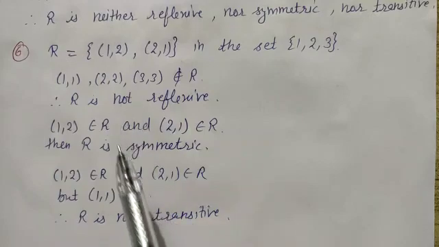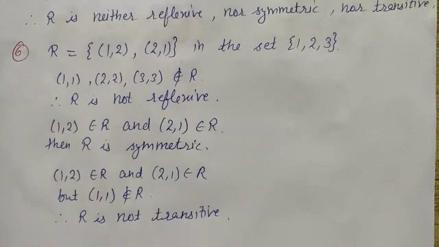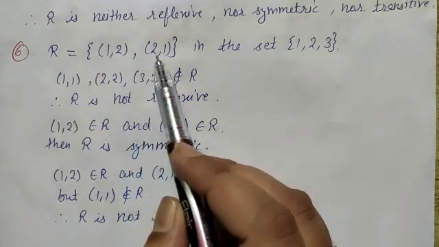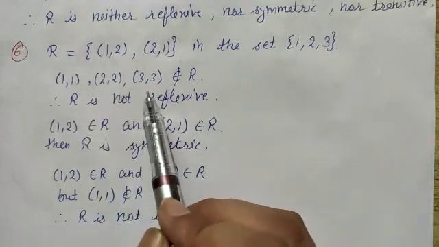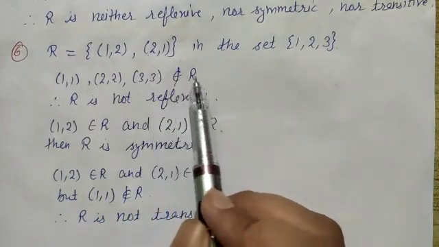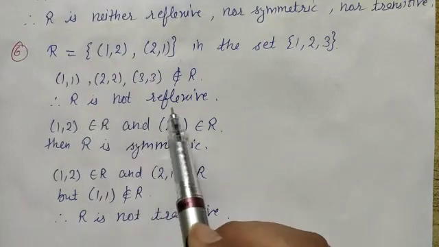Next, sixth question is: show that the relation R in the set {1, 2, 3} given by R = {(1, 2), (2, 1)} is symmetric but neither reflexive nor transitive. So R = {(1, 2), (2, 1)} in the set {1, 2, 3}. Here (1, 1), (2, 2), (3, 3) do not belong to R. So R is not reflexive.